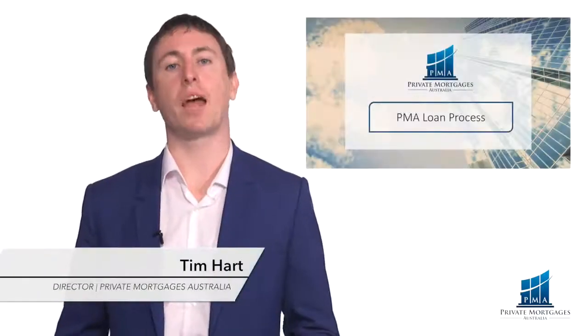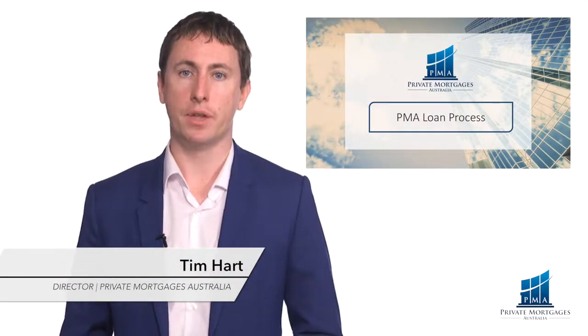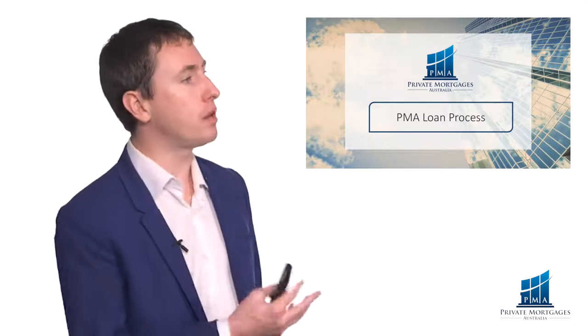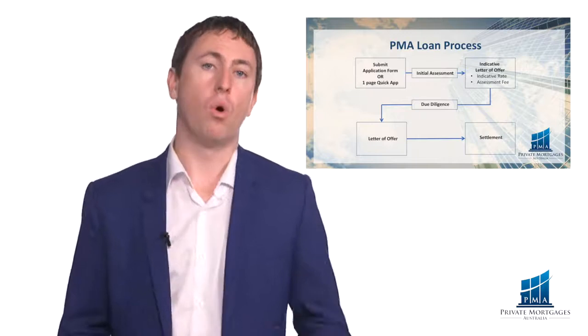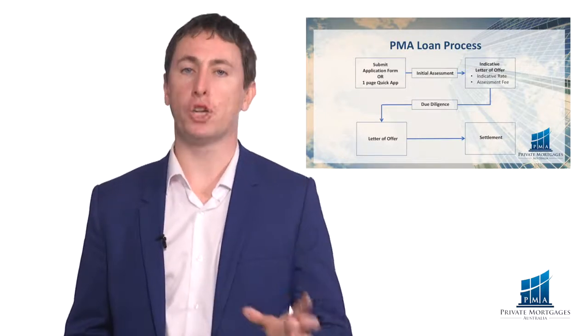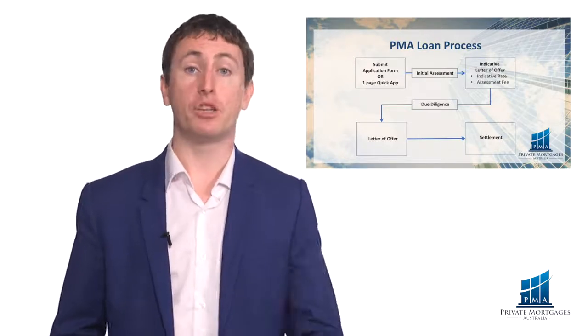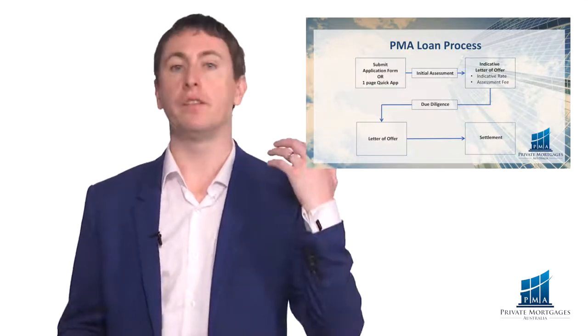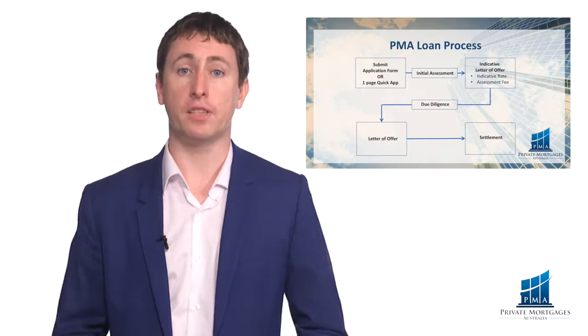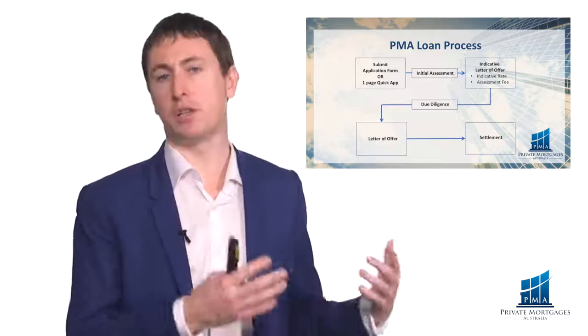Okay, so let's look at the process that a loan goes through when it comes through to Private Mortgages Australia. The very first thing you'll see here in the flowchart is that we get an application form that'll come in, or we can accept our one-page quick app form. Our one-page quick app form is, as the name suggests, literally a one-page form that you fill in with the real high-level details about the transaction so that we can do our initial assessment.